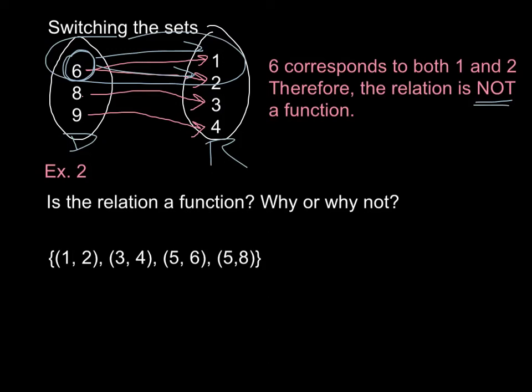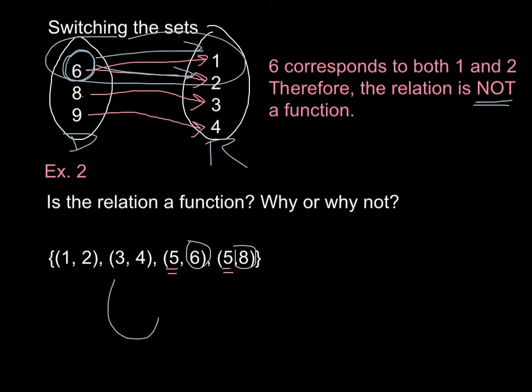Well, if we examine the ordered pairs, we can see that the last two ordered pairs, the first component of each one is a 5. But in the first ordered pair that has 5, I have a 6 as my second component. So my input of 5 is giving me an output of 6. And in the last ordered pair, I have an input of 5 giving me an output of 8. So I have one value in the domain going to two values in the range.